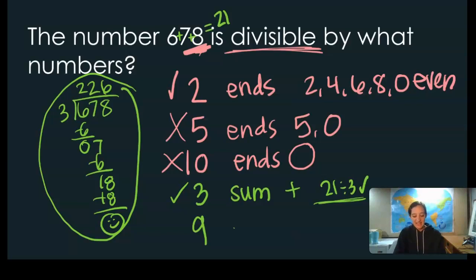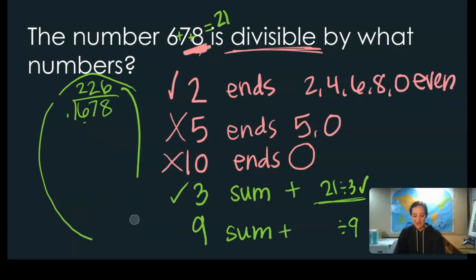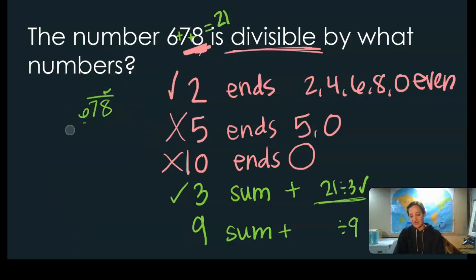Now with 9, it's the same thing. You have to find the sum, which means add, but then that sum has to be divisible by 9. So let's do that same problem, but this time, let's divide it by 9. First of all, okay, hold on. We can figure it out.